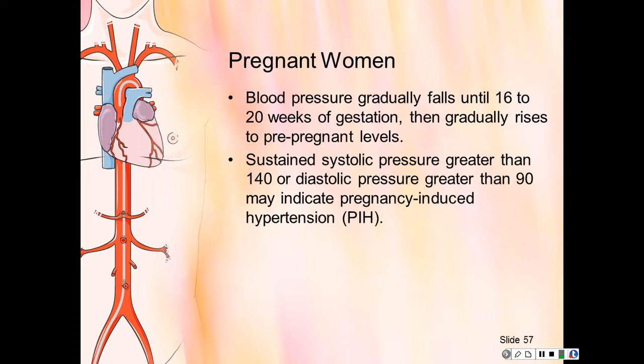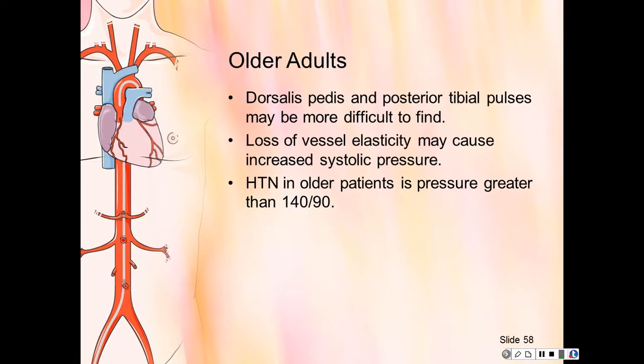In pregnant women, blood pressure gradually falls until 16 to 20 weeks, then gradually rises to pre-pregnant levels. Sustained systolic blood pressure greater than 140 or diastolic greater than 90 may indicate pregnancy-induced hypertension. In older adults, dorsalis pedis and posterior tibial pulses tend to be more difficult to find, especially in the obese.